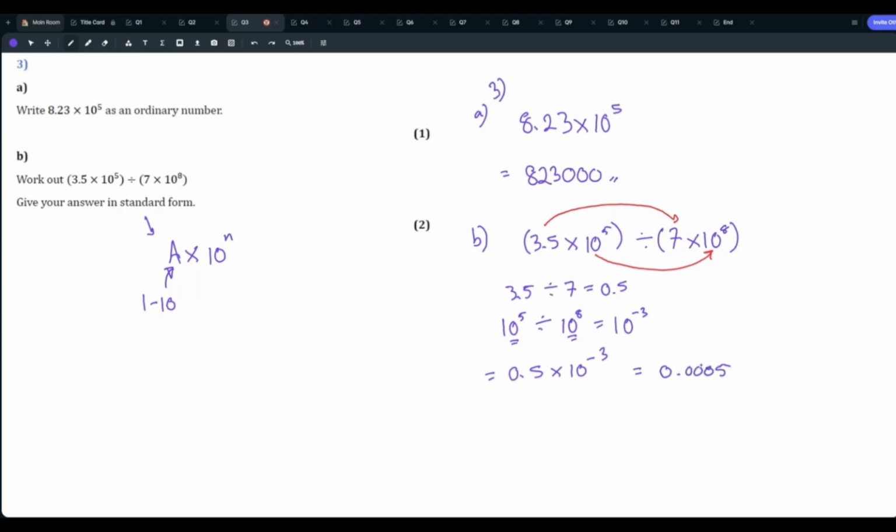Okay, 1, 2, 3. Yep, that's what it is. That's what it is as a normal number. Now, what is that as standard form? 1, 2, 3, 4. So I need it to there. So this would be 5.0 or just 5 times 10 to the power of -4. And that is our final answer.